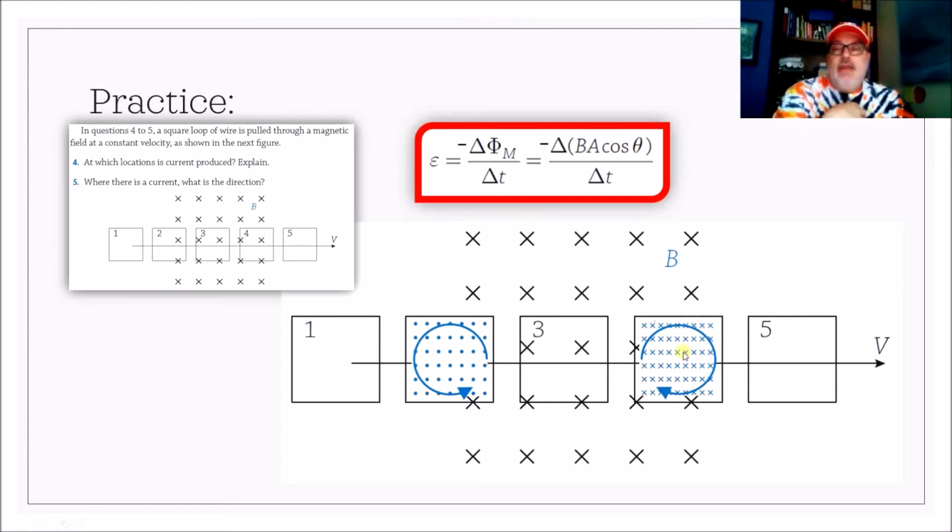And then in, what would that be, 4, it's moving out of the magnetic field. As it moves out of the magnetic field, it has magnetic flux into the page, and it's decreasing. So we don't want the into-the-page flux to decrease. We want it to stay the same. So we want more magnetic field into the page to help support the decreasing into-the-page flux.